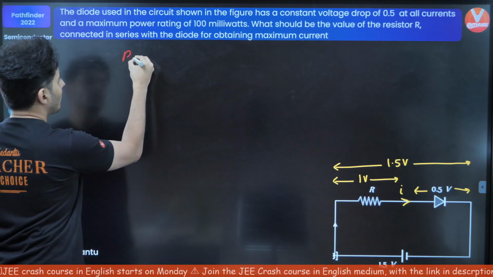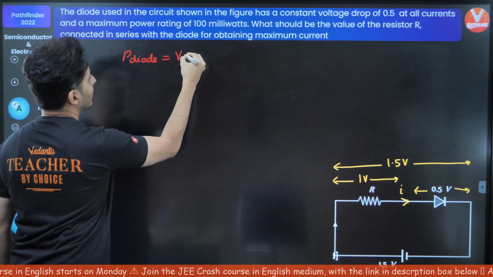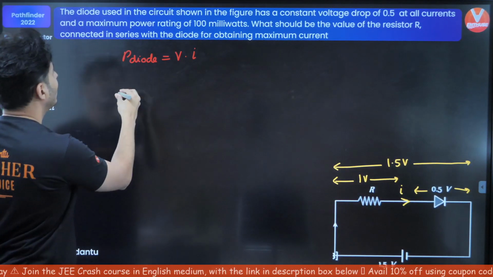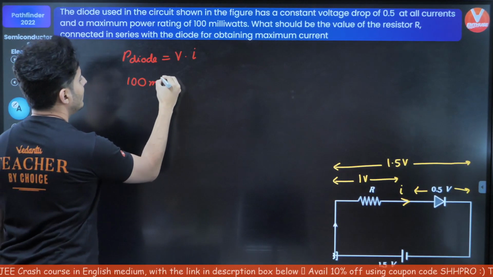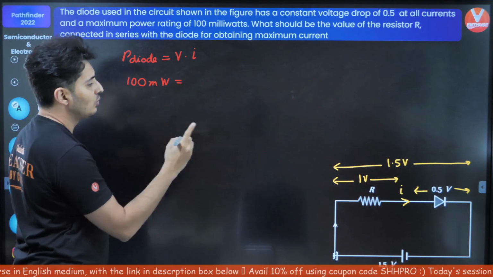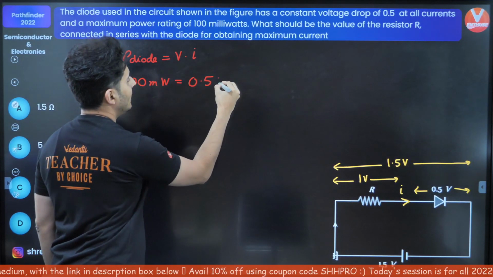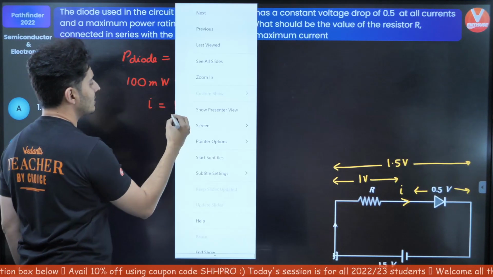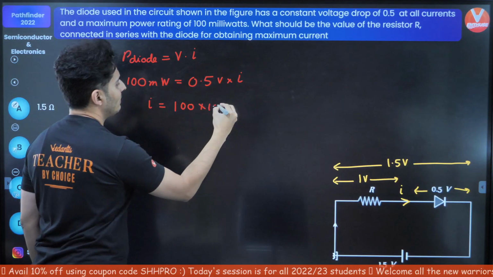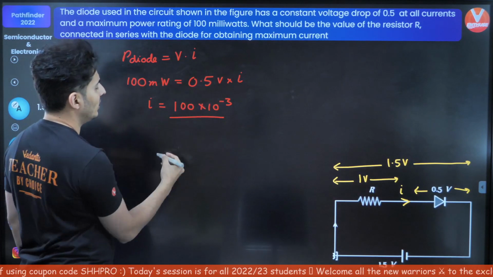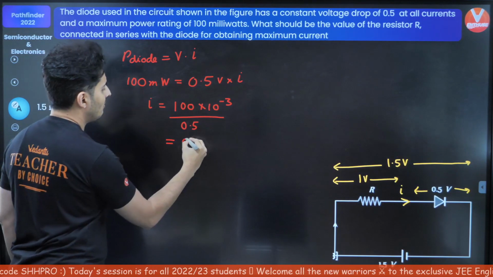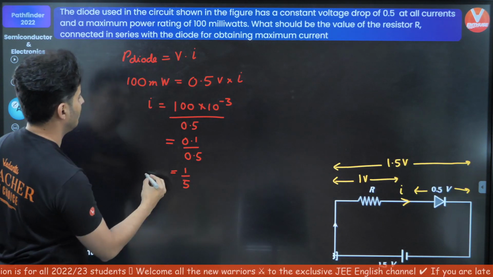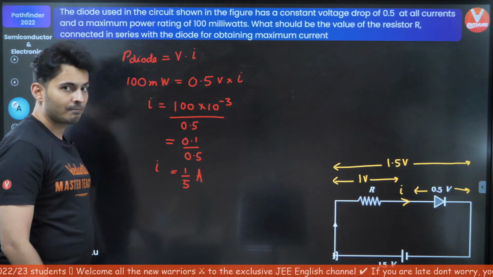But to find the current, I think I need to make use of the information given for the diode. For the diode, the power of the diode will be voltage into current. So think about it. Power is given to be 100 milliwatts. So 100 milliwatts. This will be voltage. Voltage is 0.5 volts into the current, which I do not know. So the current will be 100 into 10 to the power minus 3, divided by 0.5 volts. So this will become 0.1 by 0.5, which is 1 by 5, is the current, amperes.